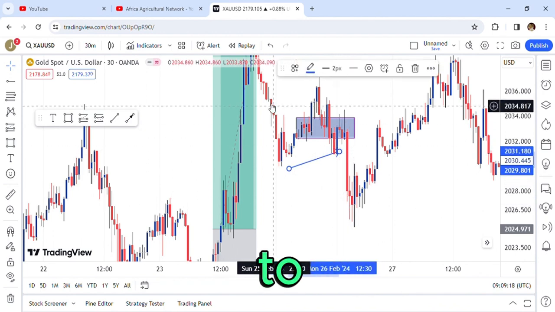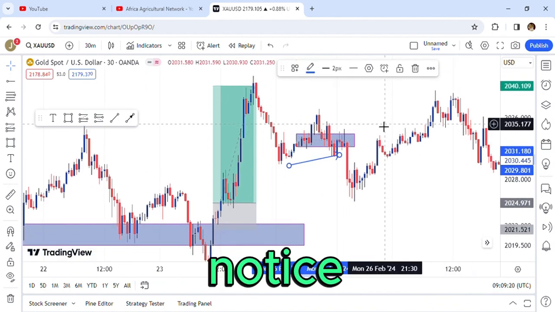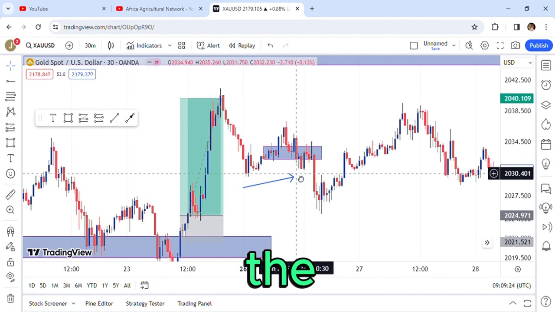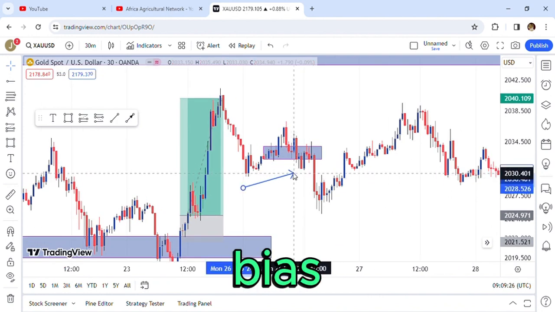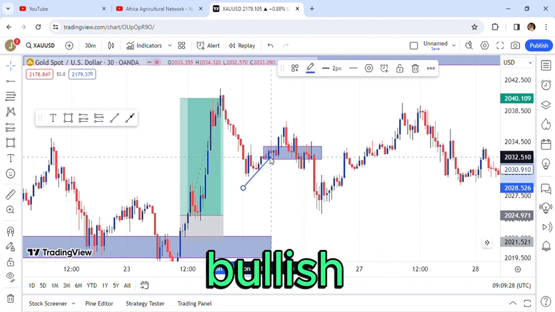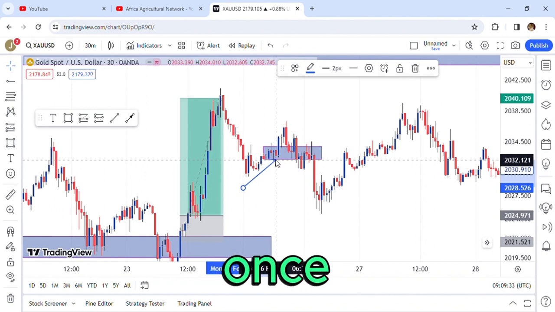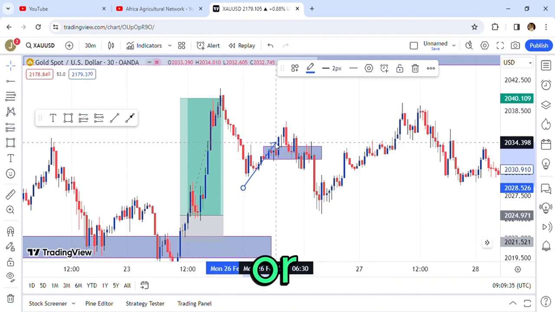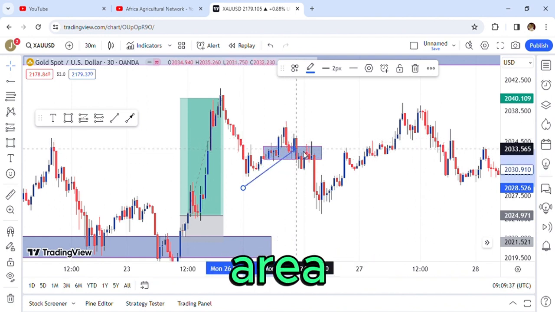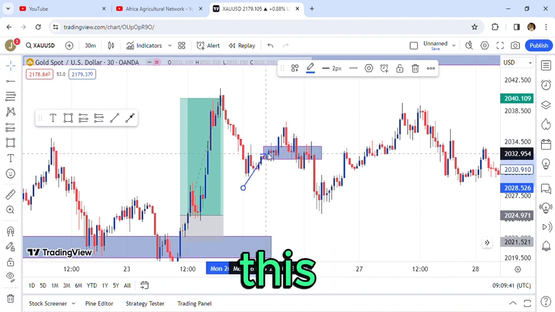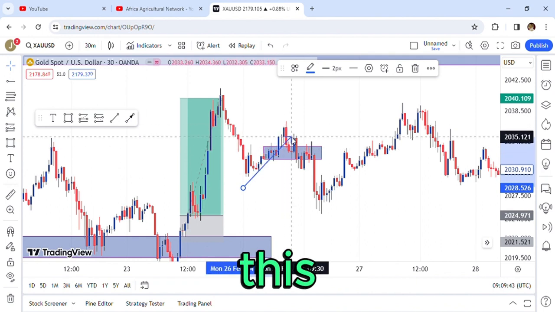But for you to become keen and notice these areas of interest, you must study the bias. The bias of the market. Is it bullish? Is it bearish at the moment? It works both ways. Once you determine the bias, you can scalp from this area, whether bearish or bullish. Now you can notice this is our left shoulder, this is the head.